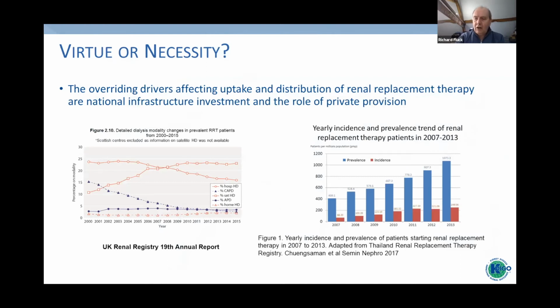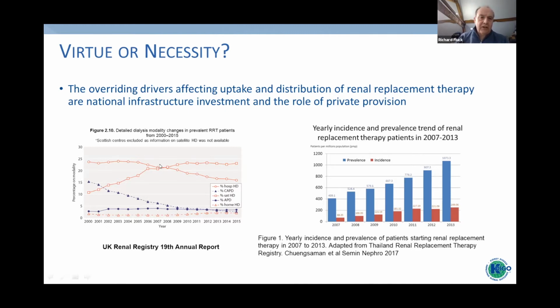So let's get into some hard detail to just open up this debate a little bit. And I'm going to give you on this slide two examples. So on the left-hand side, you've got the United Kingdom, and on the right-hand side, you've got Thailand. And I'm going to pose a provocative hypothesis, my null hypothesis, that the overriding drivers affecting uptake and distribution of renal replacement therapy are based around national infrastructure investment and the role of private provision. So that's a provocative statement just to kick off with. And I'm not saying that one is good and one is bad. That's not what I'm saying, because as the examples will develop, you'll be able to draw your own conclusions.